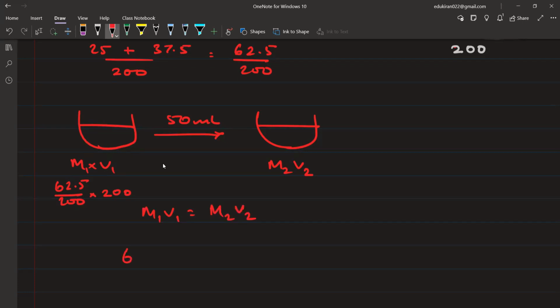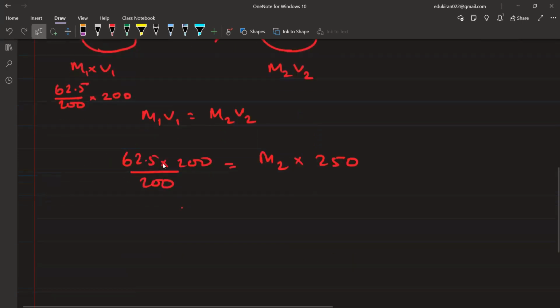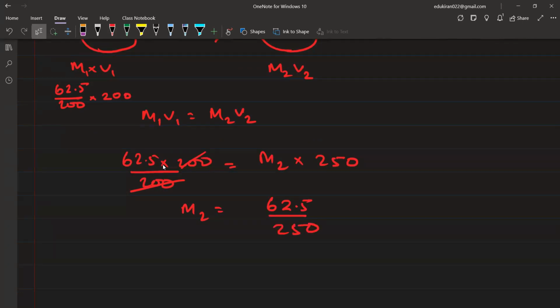M1V1 will be equal to 62.5 into 200 divided by 200. This will be equal to M2, and V2 is equal to 250 ml. Right? V2 is equal to 250 ml. So I can write M2 is equal to, this can get cancelled and 250 can go in the denominator. So I will get 62.5 divided by 250. Right? Now, if you divide this value, you are going to get 0.25.